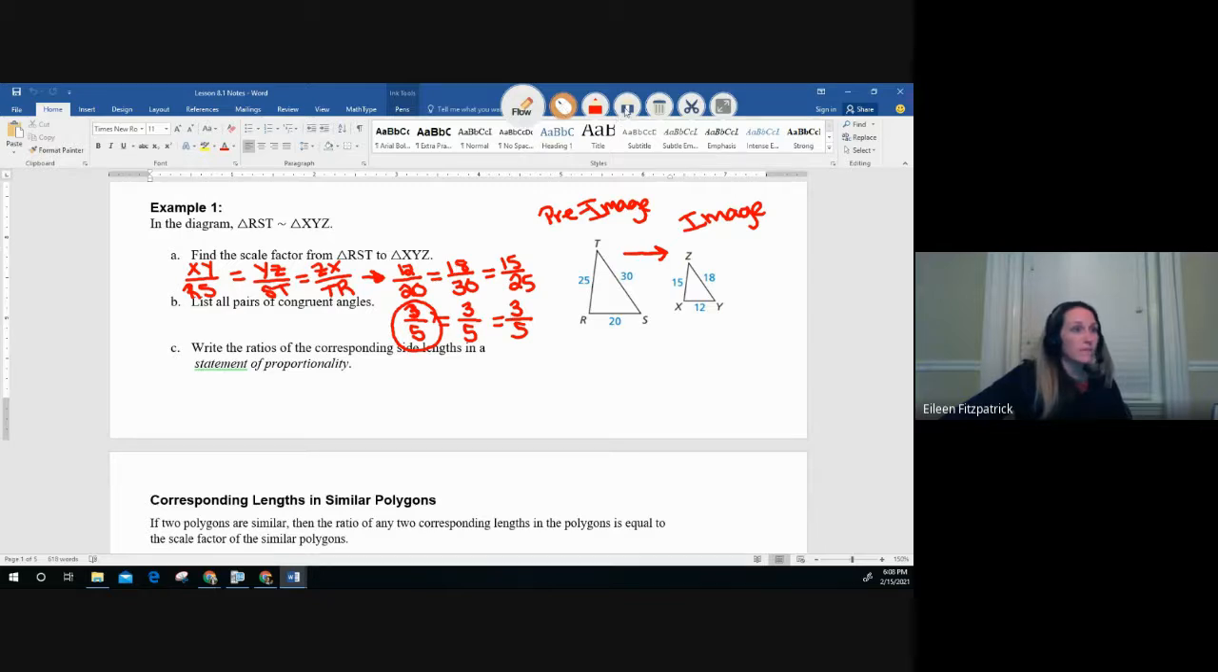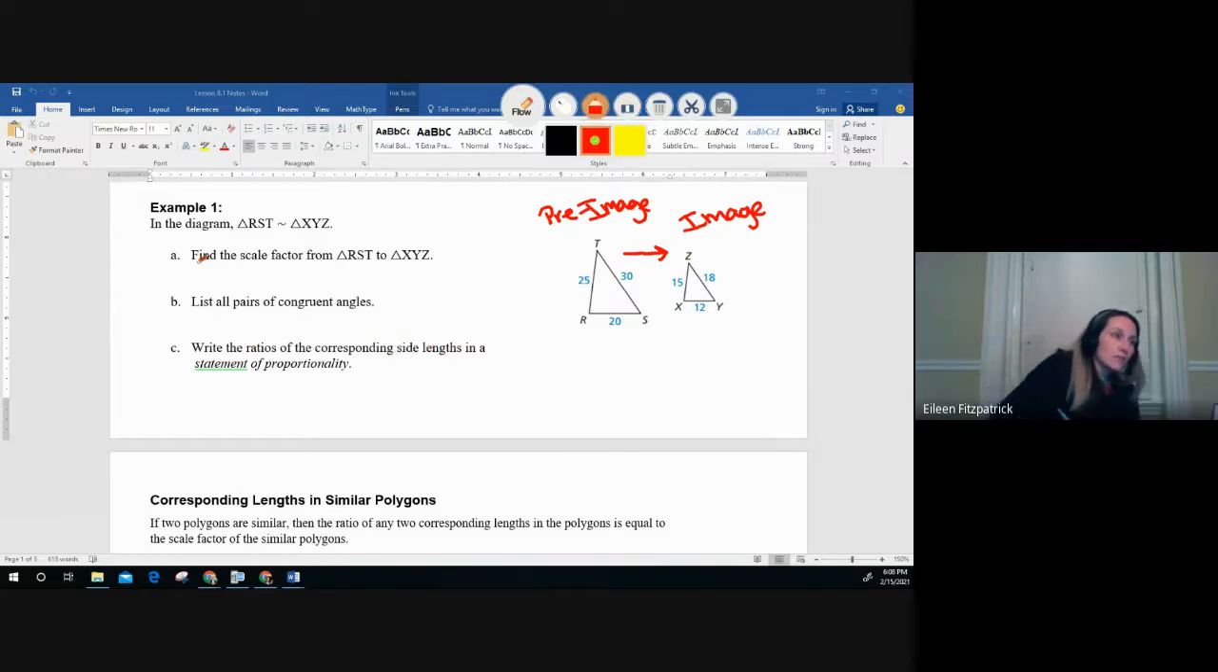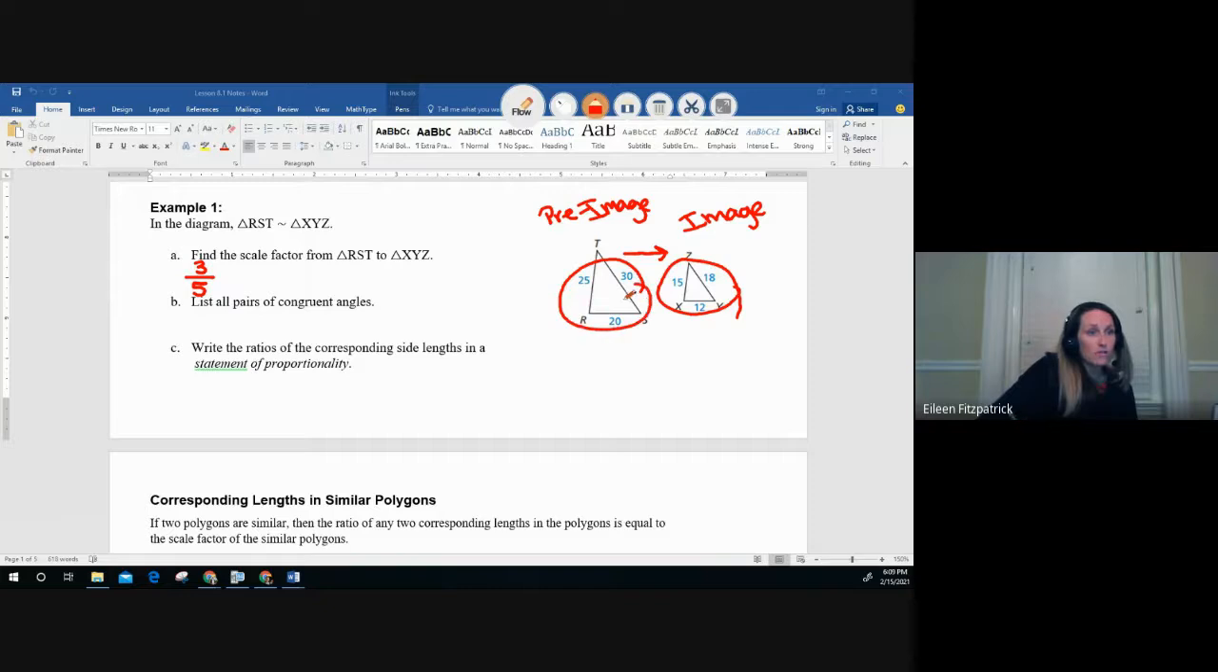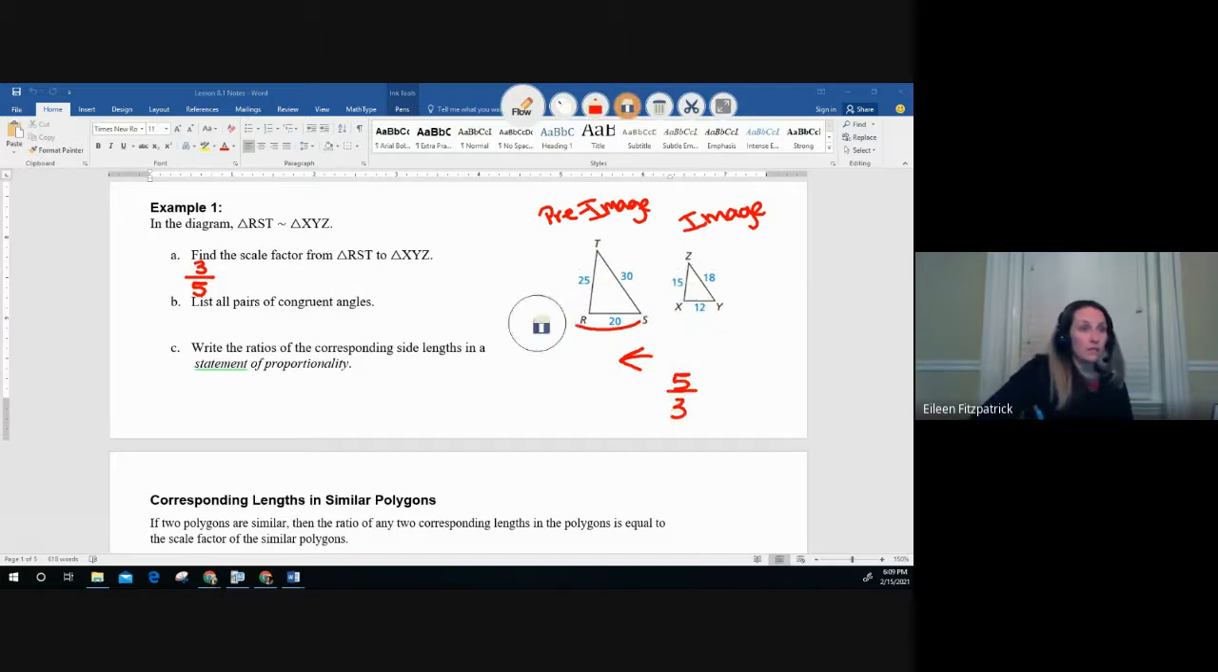What do I want to do next? I'm going to erase some of that because I kind of expanded further than I should. So this is 3 over 5. Now, keep in mind, if they had asked, what's the scale factor that maps this one onto this one, so if I was going this direction, then my scale factor would have been 5 over 3. So just keep that in mind.